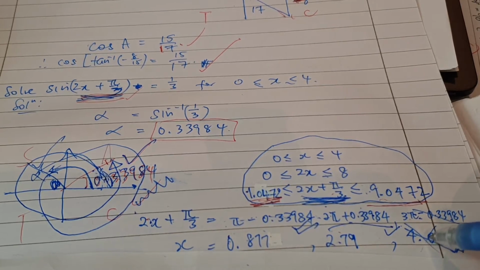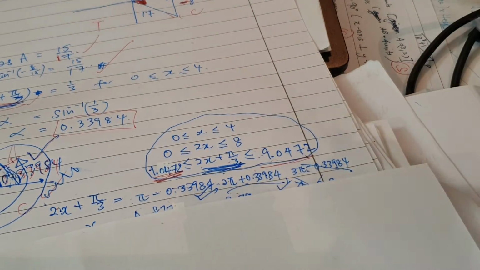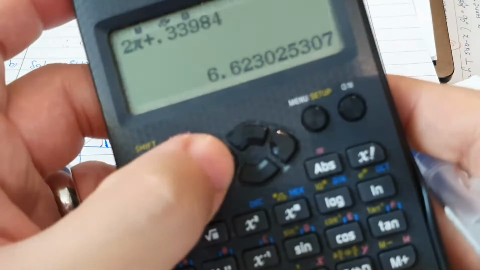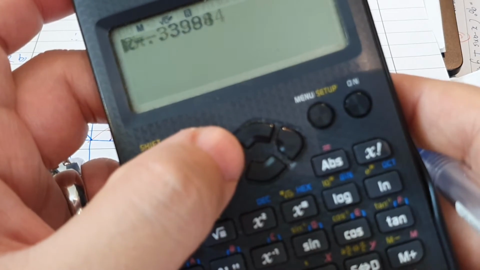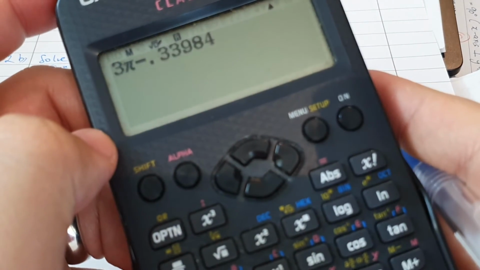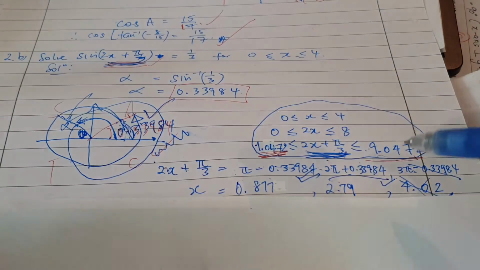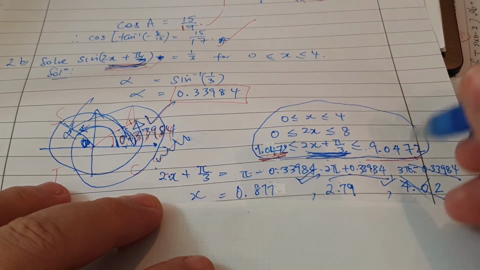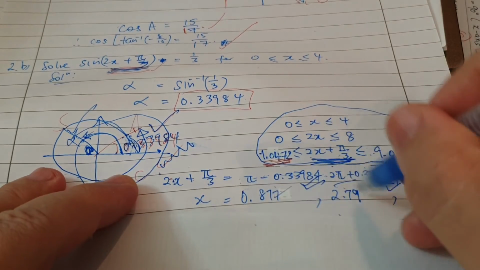What do you mean by cannot make it? Okay, sorry. You take 3 pi minus this, right? You will find that the answer is 9.08 something, but I'm supposed to start at 9.04. So this one cannot make it. You reject it. Okay? So there are only 2 possible answers.